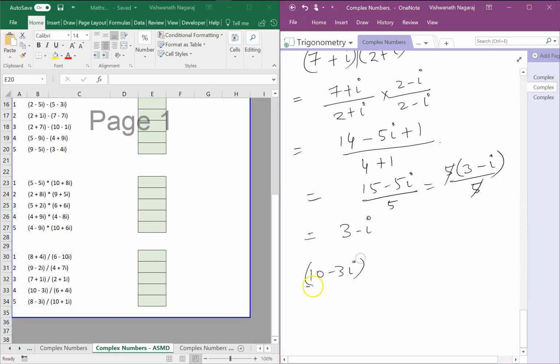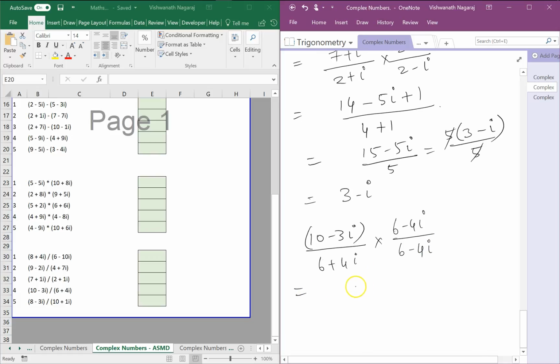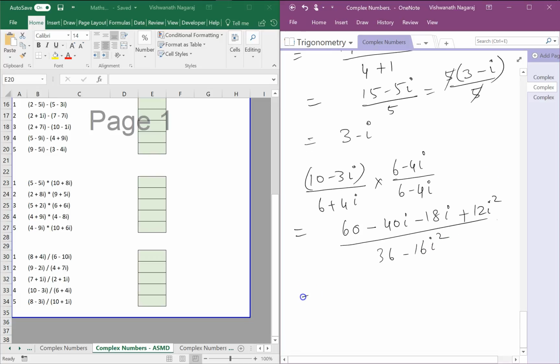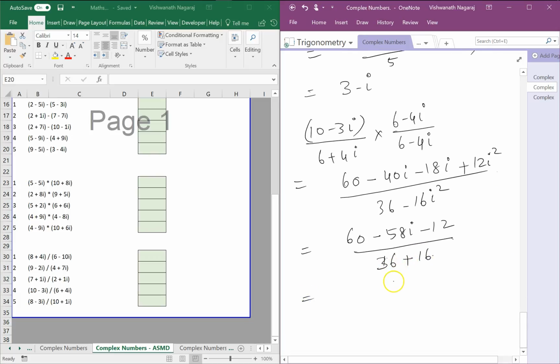Okay, 10 minus 3i divided by 6 plus 4i. 6 minus 4i by 6 minus 4i. 10 6s are 60 minus 40i minus 18i plus 12i square. 36 minus 16i square. 60 minus 58i minus 12 by 36 plus 16. 60 minus 12 is 48 minus 58i by 6.